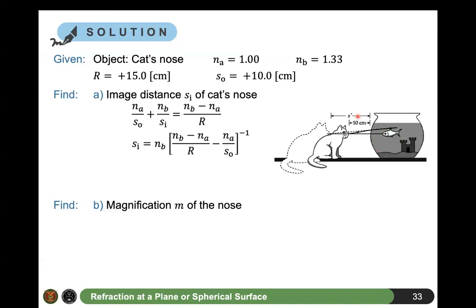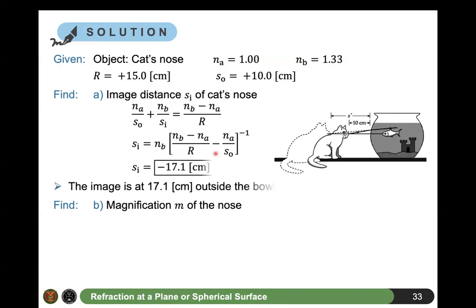Since this is refraction, not reflection, we'll use this equation and isolate SI, since we're looking for the image distance, and plug in our givens. What is NB? That is the water, since it is the outgoing side. NA is the air, because that is the incoming side. So NA is 1 for the air, and NB is water for the outgoing side. Plugging in our values, we get an SI that is negative.